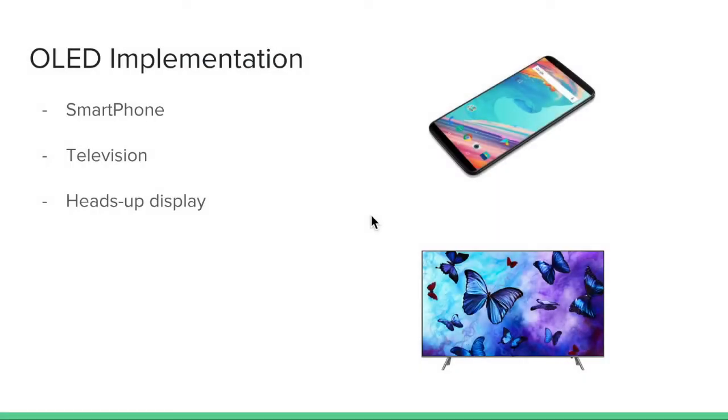OLED implementations. We'll mainly discuss three parts: smartphone, television, and heads-up display, or HUD. For the smartphone, there are several screen technologies currently in use today, and each smartphone manufacturer has its own preferences and taste for their devices.